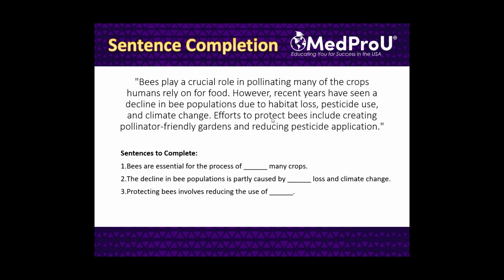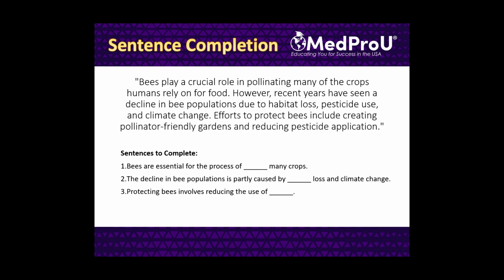How about the others? You still have 1 minute. All right. Bees are essential for the process of blank many crops. When you say essential, it also means crucial. So the process is called pollinating. Correct. Number one is pollinating.